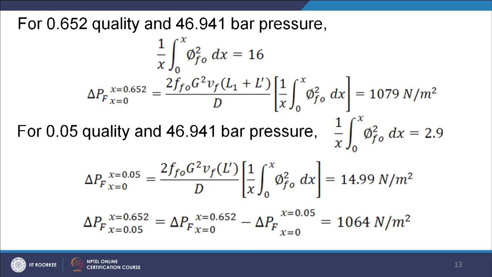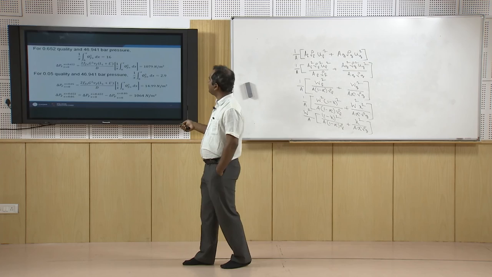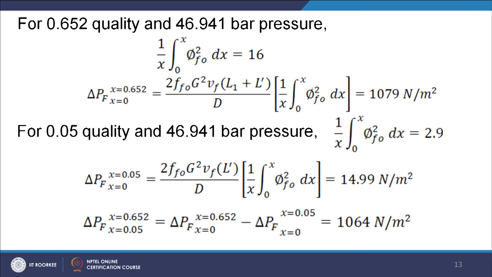We get the value will be from 16. So, this chart we will be using for this one. So, we will be finding out the value from the chart as 16. Similarly, we will be finding out what is the frictional force for 0 to 0.652. Remember, our pipe is varying from 0.05 to 0.652. So, this we are finding out for the overall. So, if you multiply this one with this multiplication factor 16, we get this one, 1079.